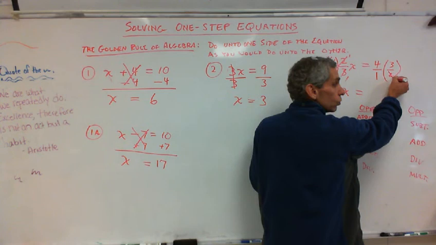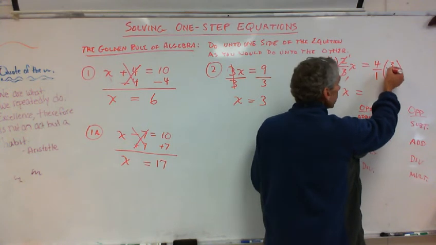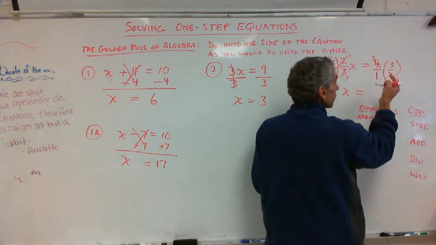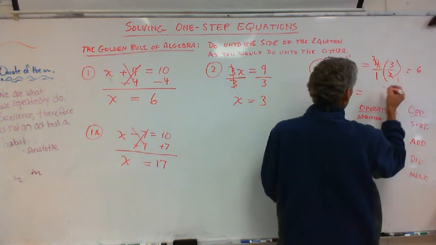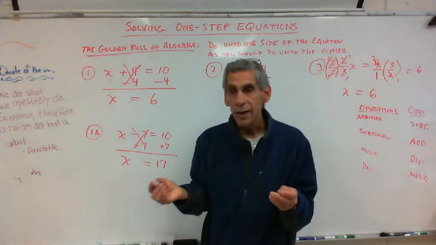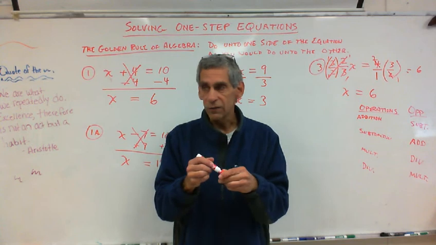2 goes into 2 once, right? 2 goes into 4 twice. That leaves just 1s on the bottom, which means I don't need them. 2 times 3 is 6, so my answer is 6. Right? Pretty straightforward. Yeah. Fist of 5. Do you guys get it?